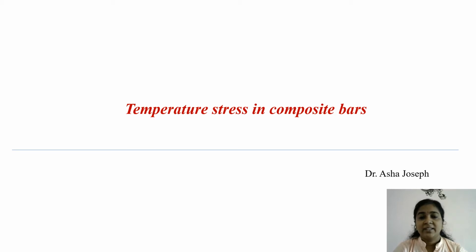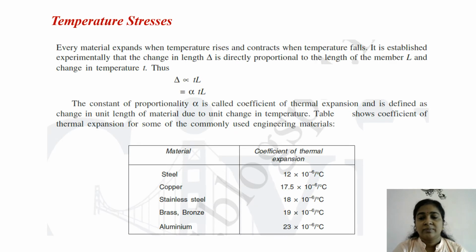Today let us see the effect of temperature stresses in composite bars. Most materials expand when the temperature increases and contract when the temperature falls. Almost all metals expand with an increase in temperature. And the change in length of the member is directly proportional to the change in temperature as well as the original length of the member.